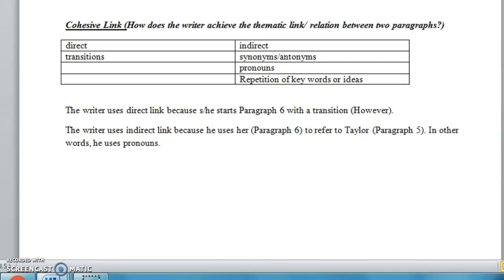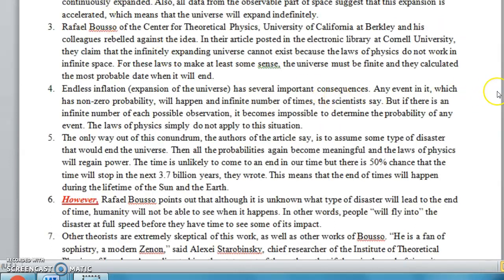Okay. Now we'll see another example with another way of these indirect links. So we'll go back to this text, but this time we'll get the cohesive link between paragraphs 3 and 4. Okay? So pause the video for a couple of minutes, read paragraphs 3 and 4. We have to read them because if we look at paragraph 4, it doesn't start with a transition. So the link is not direct, it's indirect.